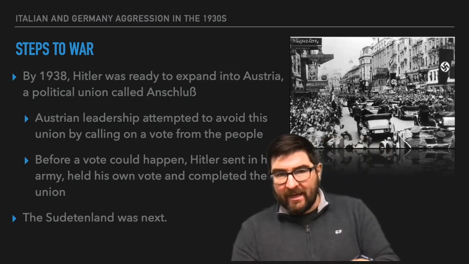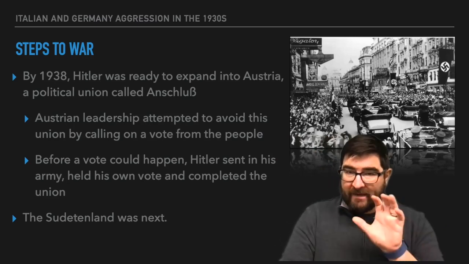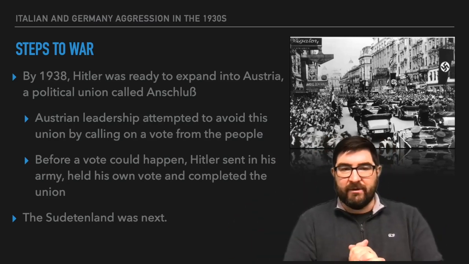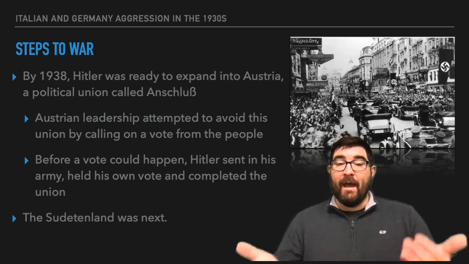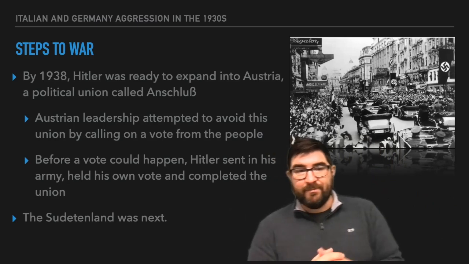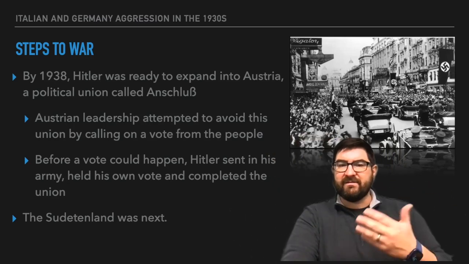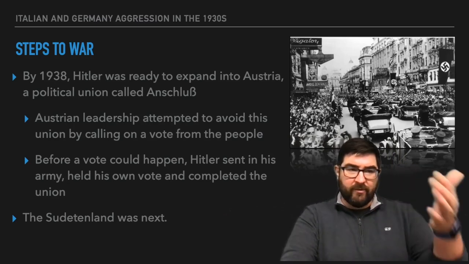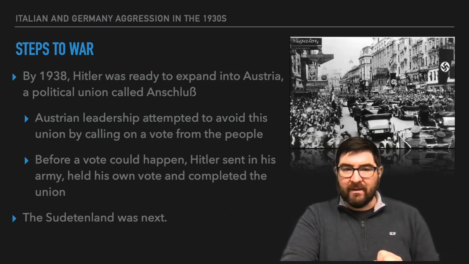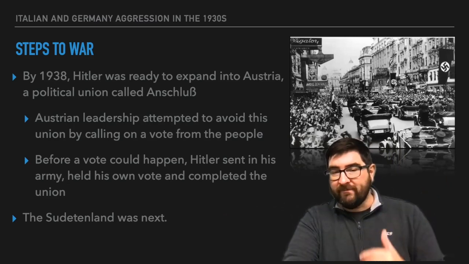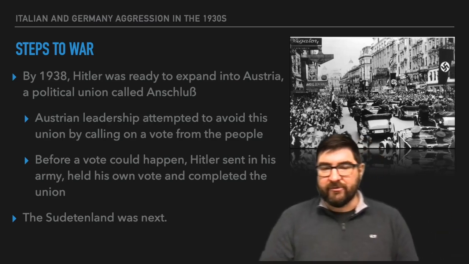Now, by 1938, Adolf Hitler, with his rebuilt military, is ready to expand his empire, to create his Greater Germany, and to acquire Lebensraum. It starts with Austria, Hitler's home country, and with a political union known as Anschluss. Austrian leadership attempted to avoid this political union by calling on a plebiscite of the people to let them decide whether they want to be independent or go to Germany. But before this vote could happen, Hitler sent in the military and then held his own vote, which ultimately voted in favor of a union with Germany, and the Anschluss was complete.